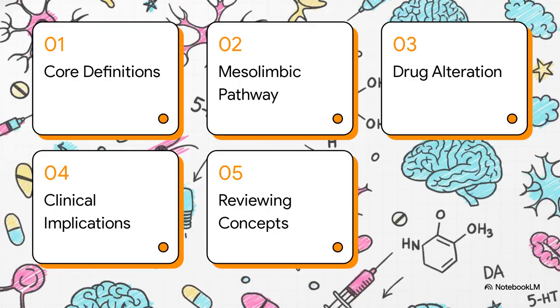Okay, here is our highly structured syllabus for today's explainer. We'll start by clearing up those confusing, often overlapping clinical definitions. Then we'll map out the precise microscopic neurobiology of the mesolimbic reward pathway. After that, we'll look at exactly how drugs alter this system, followed by the clinical and exam implications. And finally, we'll wrap up by reviewing the absolute core concepts you need to memorize.